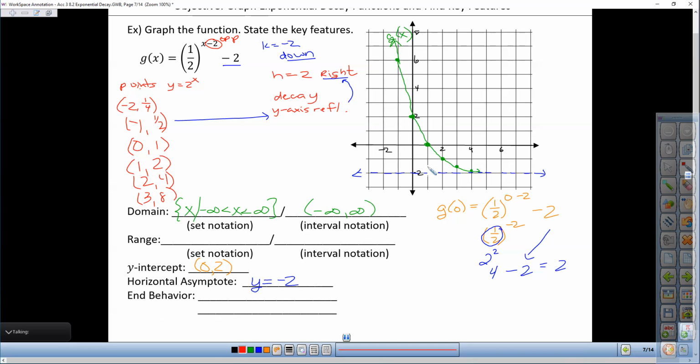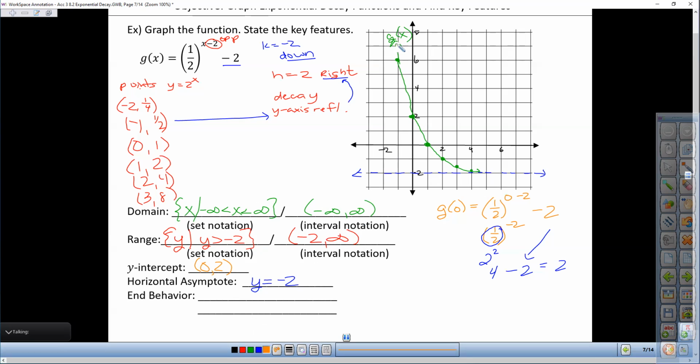So here I can see my range, my y values for my points are all greater than the y value of the asymptote, which is -2. So now we have a range of the set of all y's such that y is greater than -2. Interval notation, remember, for y, least to greatest is bottom to top. So we start at -2 and end up at positive infinity.